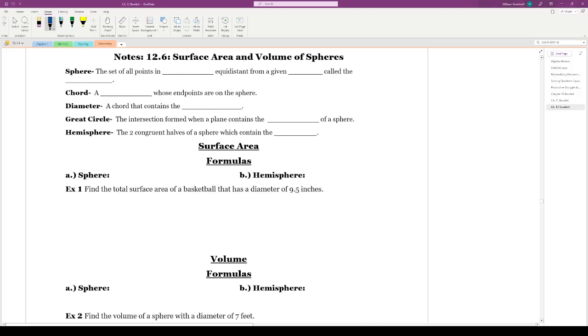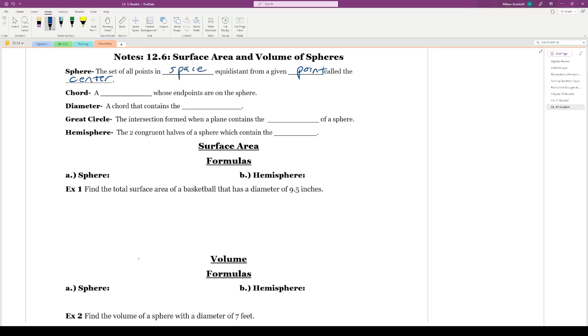Alright, today we're talking about surface area and volume of spheres. So a sphere is basically a ball, and geometrically we define it as the set of all points in space that are equidistant from a given point, called the center. So very similar definition to what we had for a circle. The difference is, instead of being equidistant in a plane from a center, we're equidistant in space.